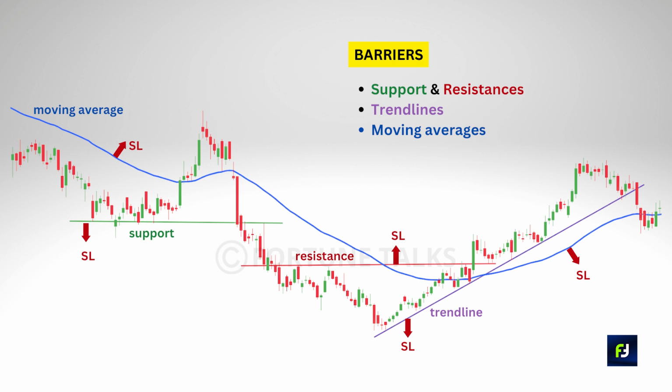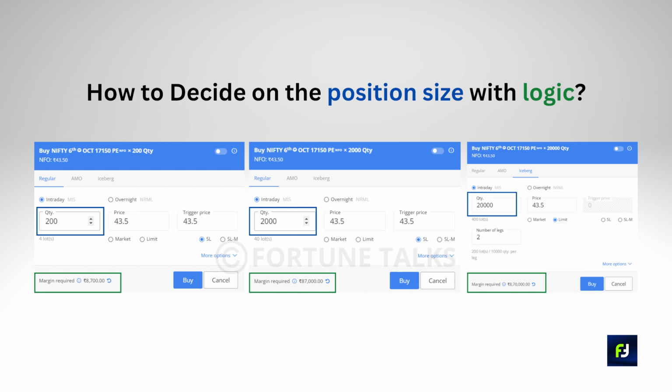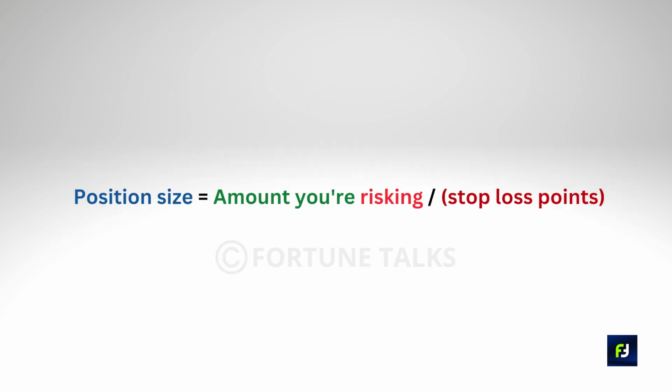Once you identify a structure to place your stop loss, the next step is to focus on the correct position sizing so that you don't lose a huge chunk of your capital when you get stopped out. Now, there is no limit to the number of shares that you can buy, and the only thing that limits you is your capital in hand. Deciding on position size without some logic to back it up is not the way to go about it.